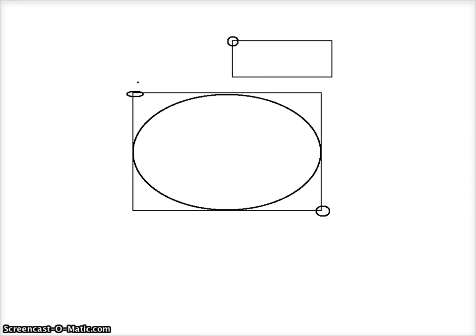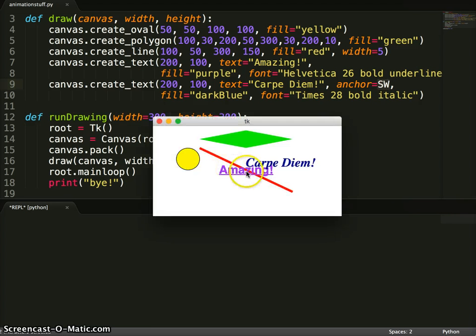So if I look here, 200, 100 is right here in the southwest corner of the Carpe Diem, which extends outwards. Thus, there are different anchors you can use: southwest, northwest, southeast, northeast, and they allow you to orient the word differently based on a coordinate. So those are the basics of drawing text, drawing lines, drawing polygons, and drawing ovals and circles.